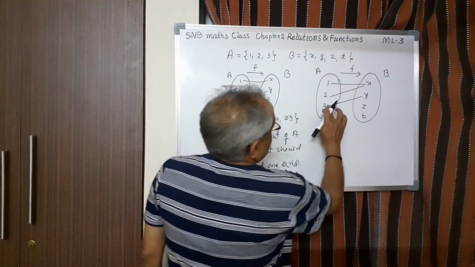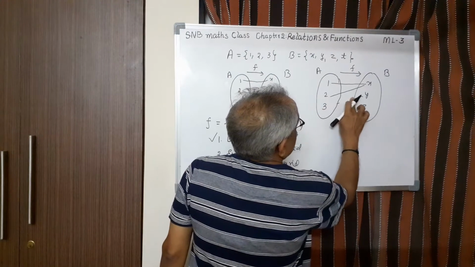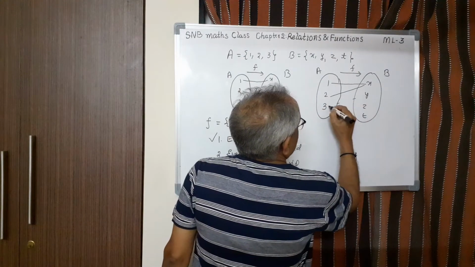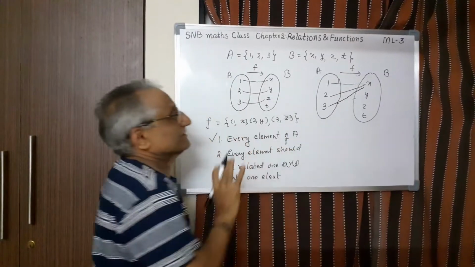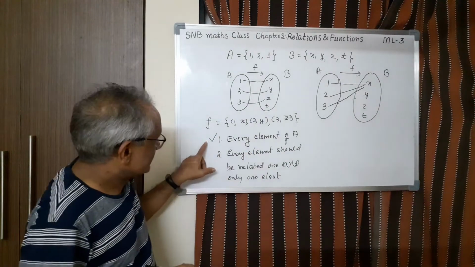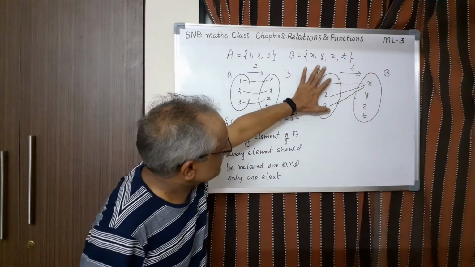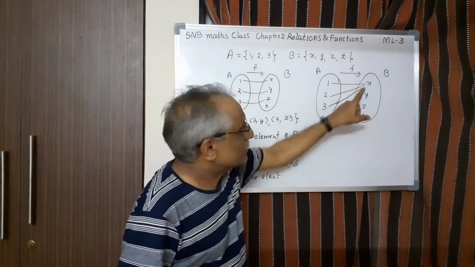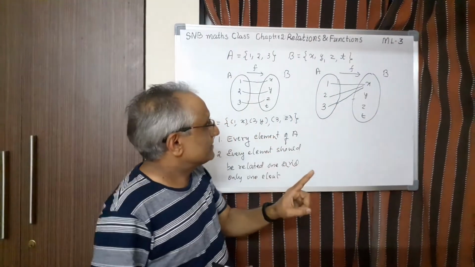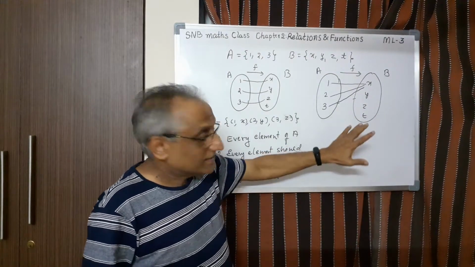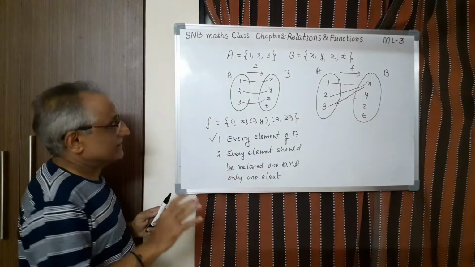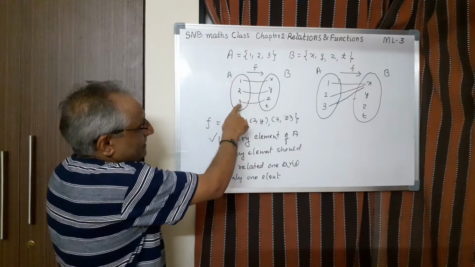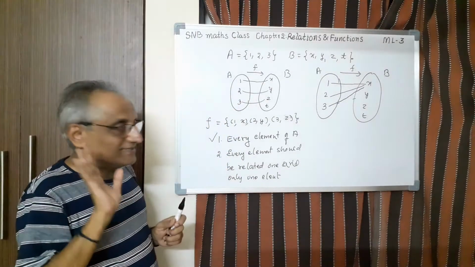For example, even if you take this 3 here only, still it is a function, because the first condition is every element here is related. The second condition is every element is going to only one element. So this is a function. So here is what you have to understand: no element here should be left out.